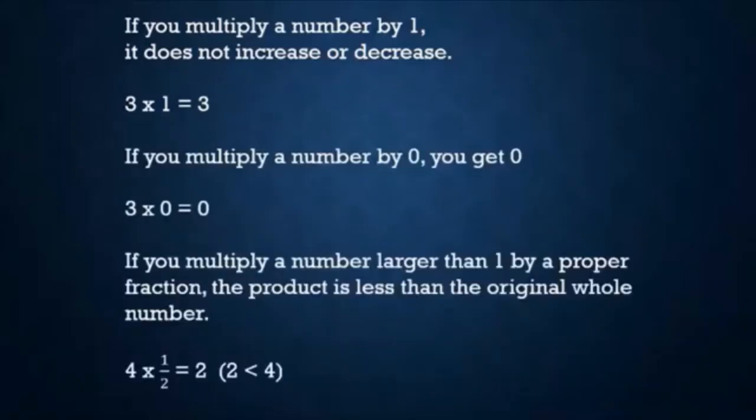If you multiply a number that is larger than 1 by a proper fraction, the product is less than the original whole number. If you didn't understand, I'll explain it to you with an example. So the example is 4 into 1 by 2. 4 into 1 by 2 is equal to 2. And 4 is bigger than 2. So this means that if we multiply a number larger than 1, like 4 by a proper fraction, which is 1 by 2, so 4 into 1 by 2 is equal to 2. That means the product, which is 2, is lesser than the original whole number, which is 4.